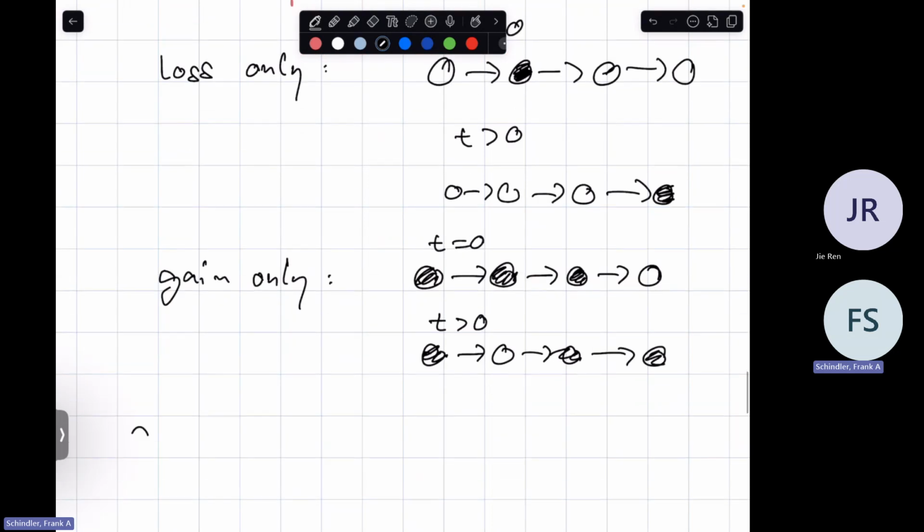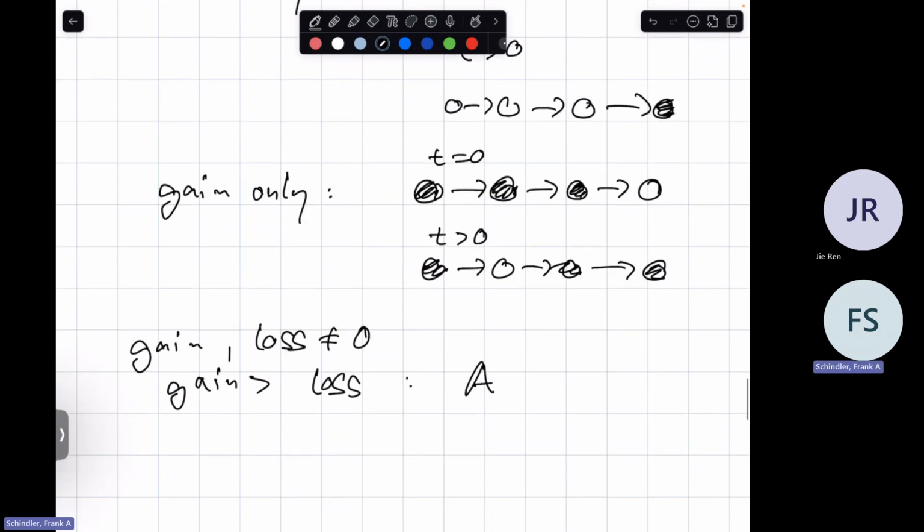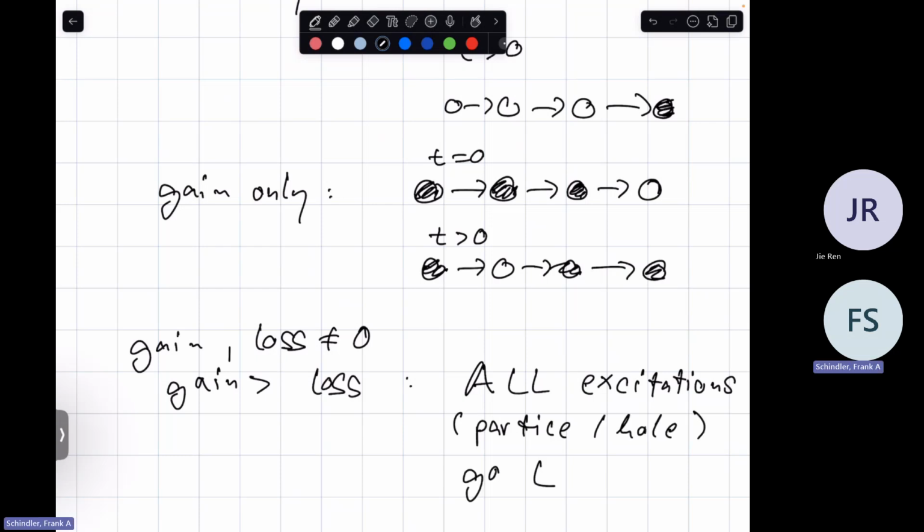So even when, for example, gain and loss are both non-zero, but gain is much larger than loss, or just in general larger than loss in a simple model, then it's still true that all excitations, no matter if they are of particle or hole type, go left. So that's super surprising, and it took us a while to make sense of in the microscopic models. You can look at the numerics and it works, but when you want to understand what's happening microscopically, you have to do some more work.